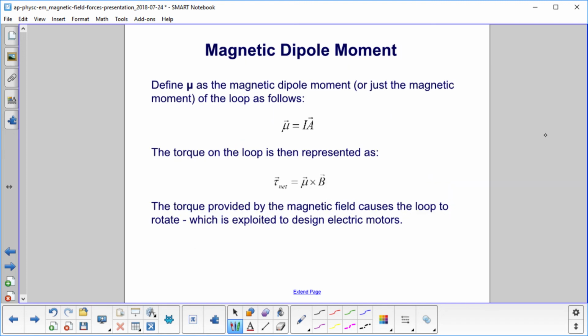We can now define a magnetic moment for the loop, and we'll use mu again, and sometimes you just call it the magnetic moment, and that's going to equal I times the vector A. The torque on the loop is then net torque is mu cross B, even neater than the previous slide. The torque provided by the magnetic field on the current carrying loop causes it to rotate. And of course, this is what's exploited to design electric motors.